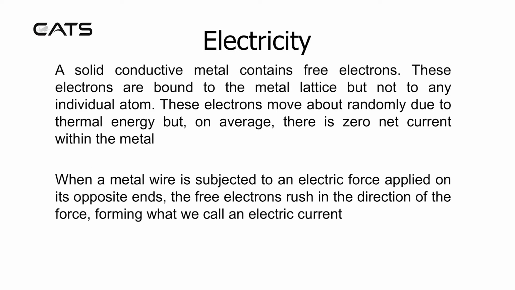A solid conductive metal contains free electrons. These electrons are bound to the metal lattice, but not to any individual atom. These electrons move about randomly due to thermal energy, but on average, there is zero net current within the metal. When a metal wire is subjected to an electric force applied on its opposite ends, the free electrons rush in the direction of the force, forming what we call an electric current.